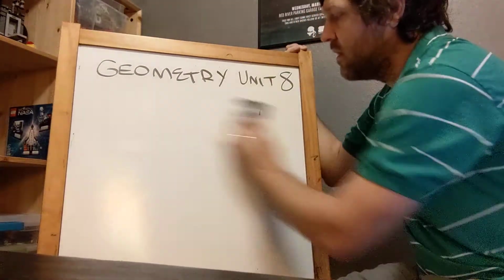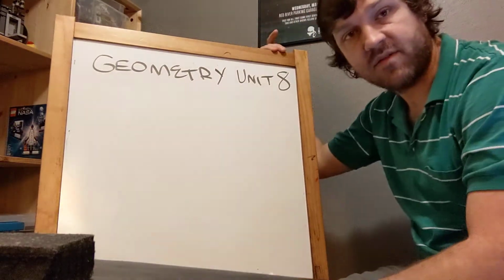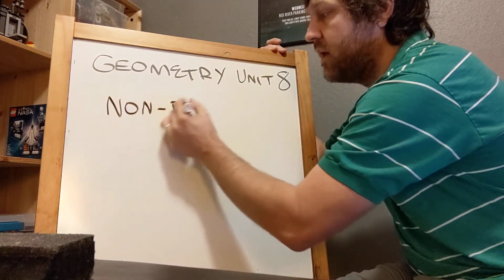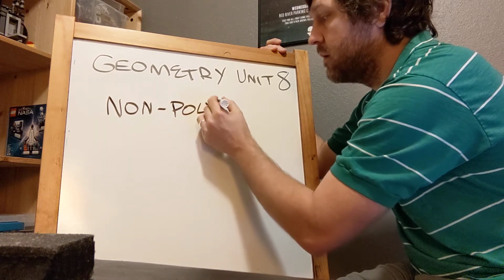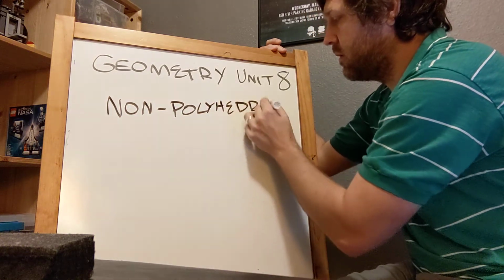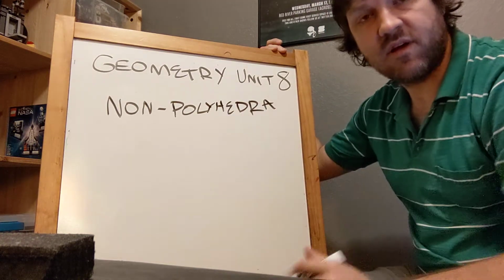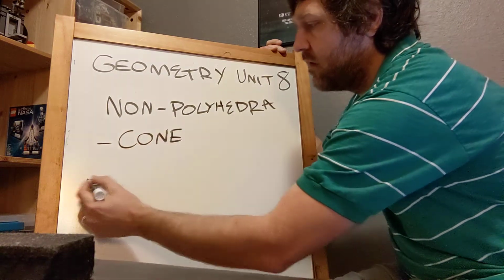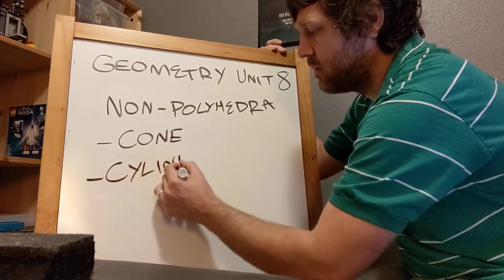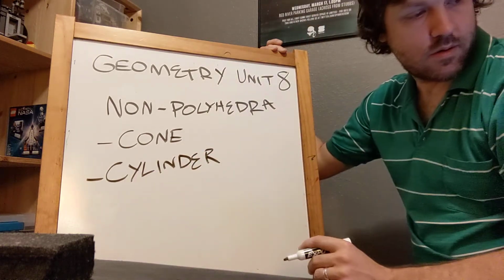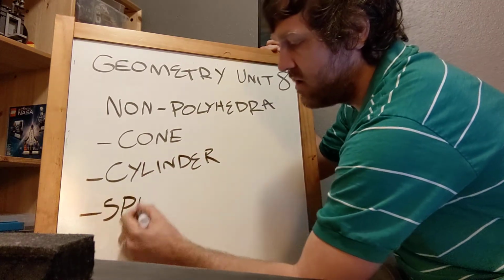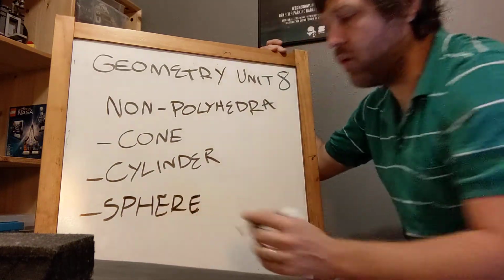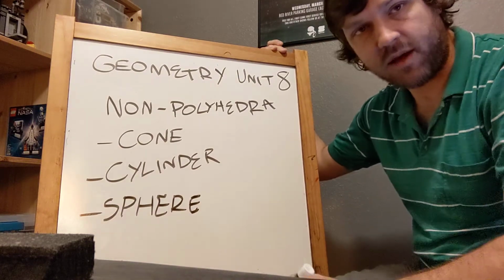Non-polyhedra are going to be anything that doesn't fall into that category, that has some kind of curved part. So non-polyhedra are going to include cones, cylinders, and spheres. And I know the unit has one other type, but we're not going to cover that right now. It's really not important. We're not going to do any of the formulas for that one.